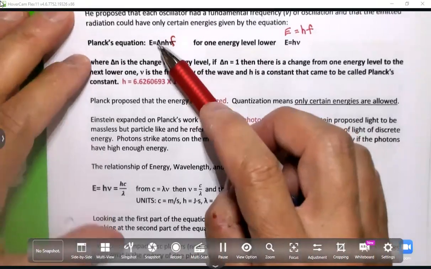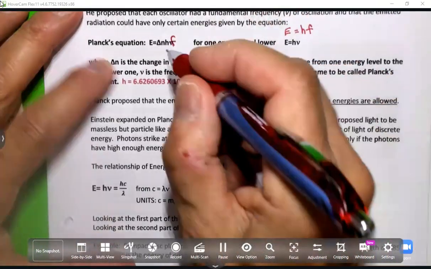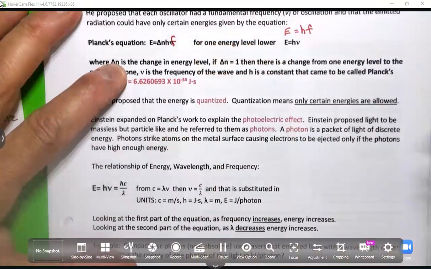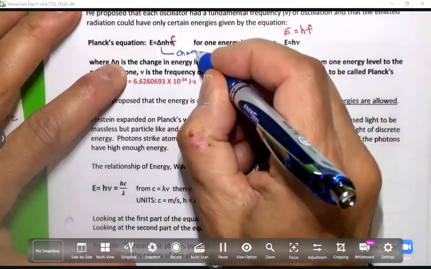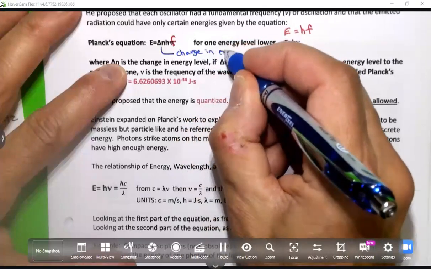The energy is given by change in n. What is change in n? It is the change in energy level.